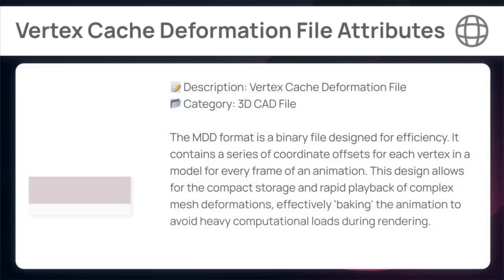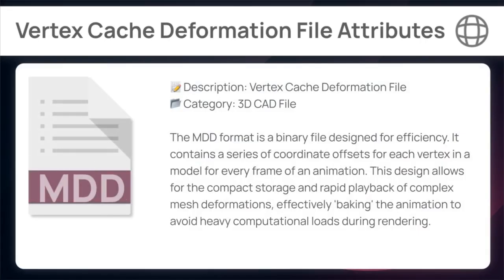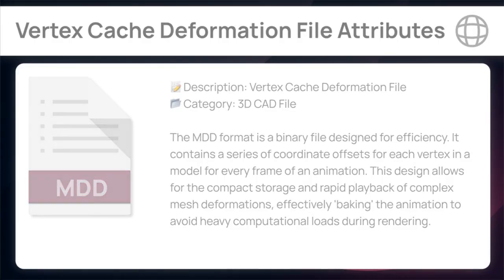The MDD format is a binary file designed for efficiency. It contains a series of coordinate offsets for each vertex in a model for every frame of an animation. This design allows for the compact storage and rapid playback of complex mesh deformations, effectively baking the animation to avoid heavy computational loads during rendering.